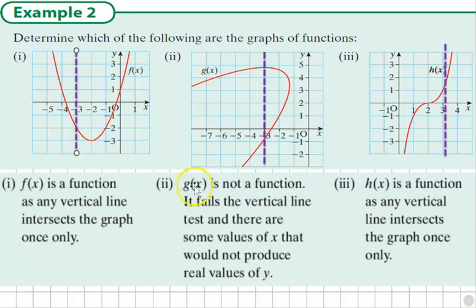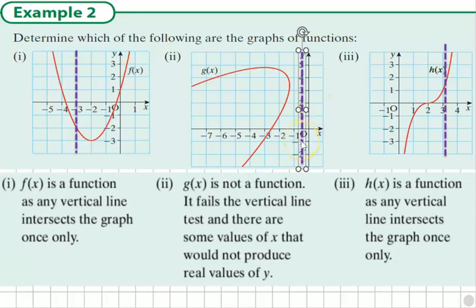The second graph, g of x, is not a function. It fails the vertical line test. And there are some values of x that would not produce real values of y. So we can see it fails the vertical line test because there are 2 points of intersection. So there's only 1 point of intersection there, but from this point onwards, we get 2 points of intersection. And then we have no intersection here.